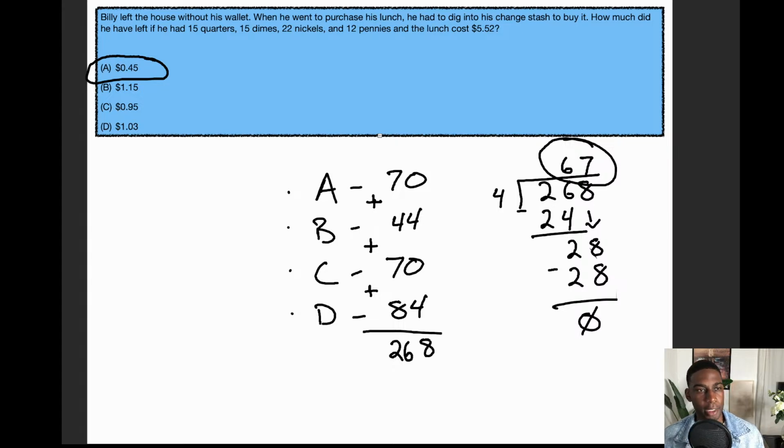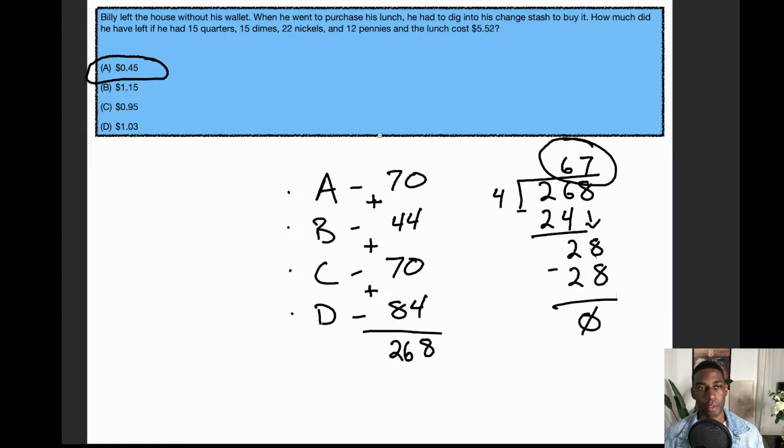So my man left his wallet at home. He probably ran to the car or something. Everybody has their coins stashed inside their little cup holder places, right? So he grabbed 15 quarters, 15 dimes, 22 nickels, and 12 pennies. So how much did he have left over?